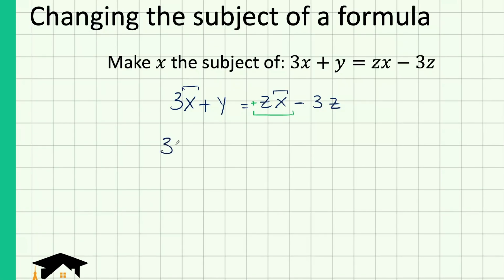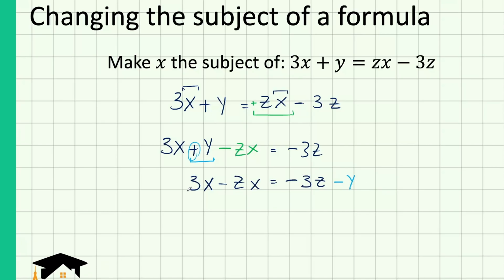And this will leave us with 3x plus y. Because we have a plus, we put it here with a minus zx. And then we have only minus 3z on this side. Don't forget about this minus sign. And now let's get rid of this y. Again, because it has a plus, we're going to move it to the other side with a minus. So this will leave us with 3x minus zx equal to minus 3z minus y.